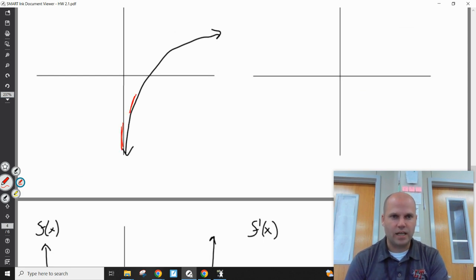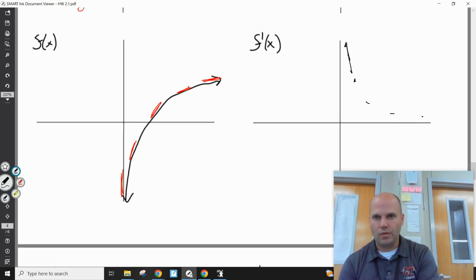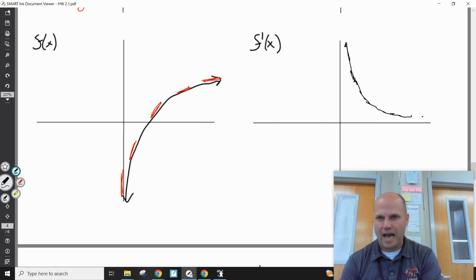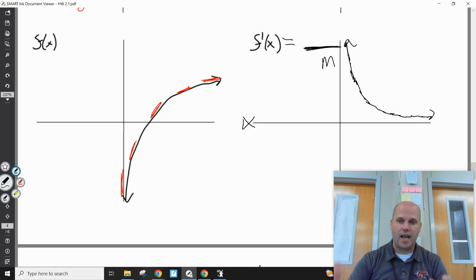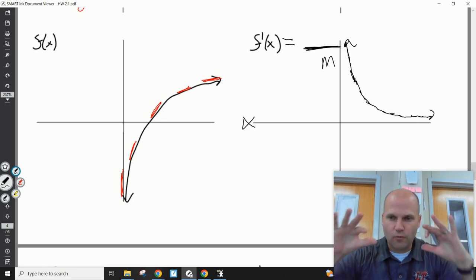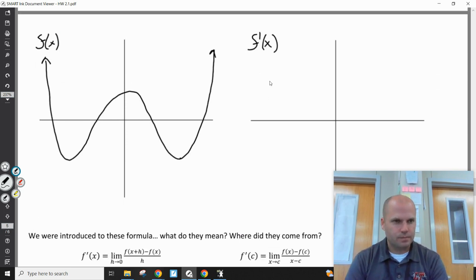Very positive, less positive, less positive, less positive, close to zero. So just to the right of zero, I'm very positive. Then I'm less positive, less positive, less positive, close to zero. This would be what this f prime graph would look like. Again, when you plug in an x, you're going to get an m. We are going to be given what this equation is today. In the future, you will find the equations, okay? Let's check this out.